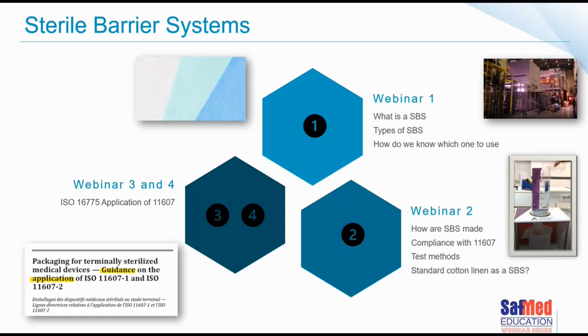We looked at the fact that they must comply with specific standards, the manufacturing thereof, and that compliance standard is 11607. We took an in-depth look at the various test methods that are used to make sure that the products do actually comply with the standard. And we delved into the difficult question of, is standard cotton linen a good sterile barrier system or not? Today, webinar 3 and in webinar 4, we'll talk about this particular standard called ISO 16775, which is the application of 11607 and works on the clinical setting.